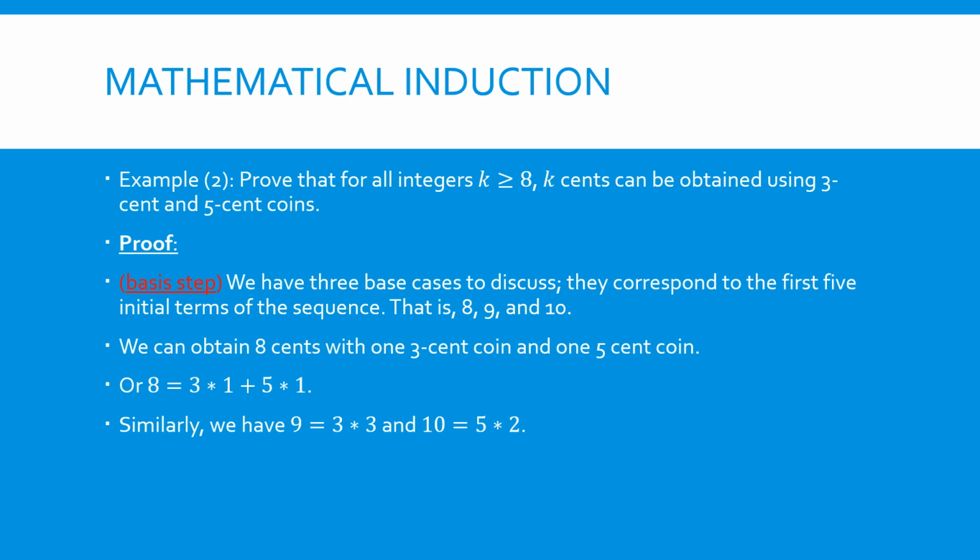We can make 8 cents using one 3-cent coin and one 5-cent coin. We can make 9 cents using three 3-cent coins. And we can make 10 cents using two 5-cent coins.